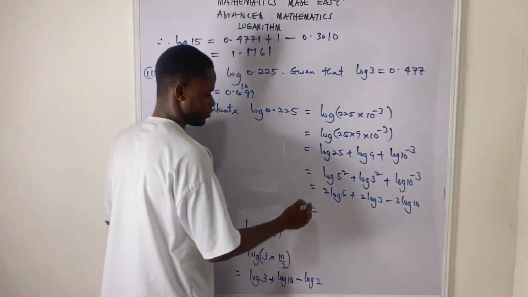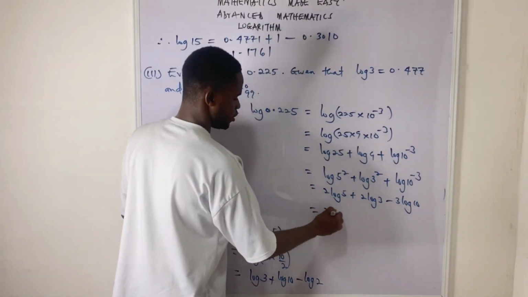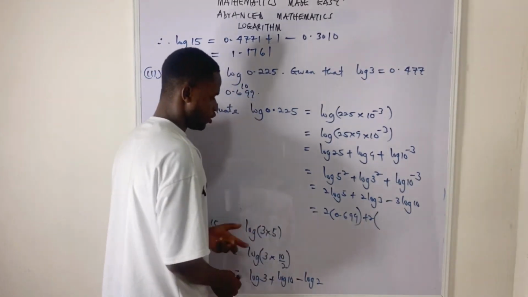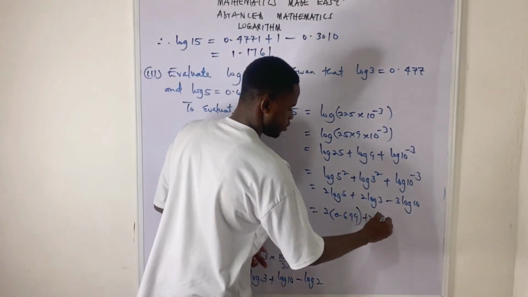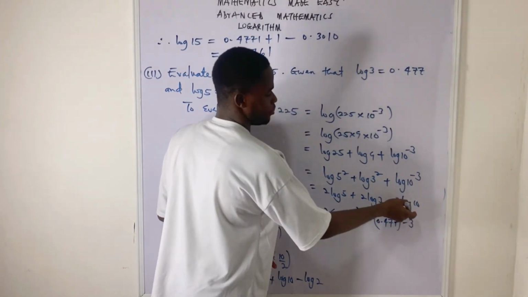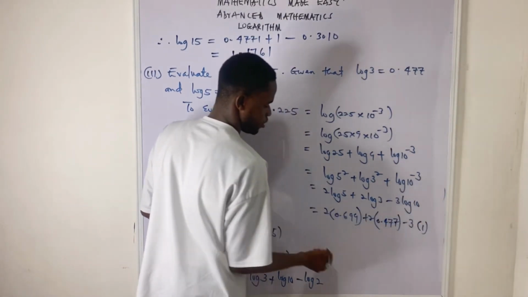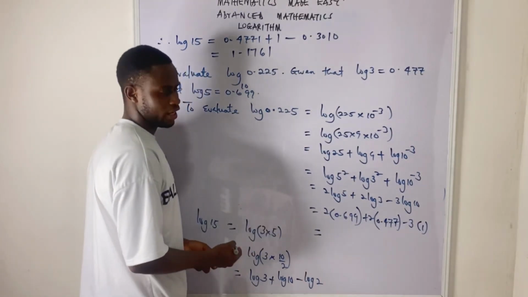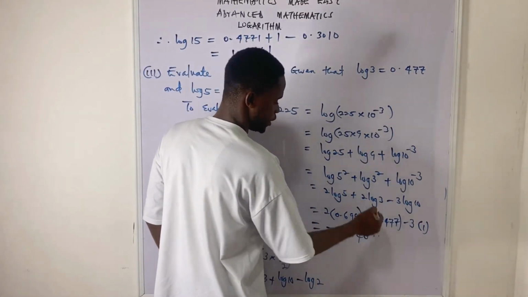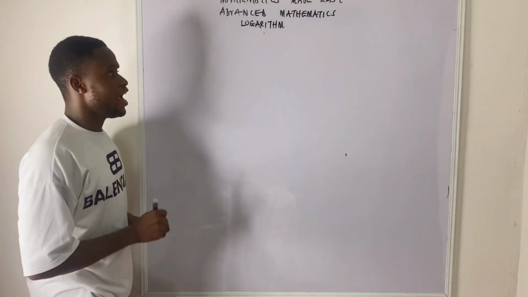What is log 5? That will be 2 into log 5 is 0.699, plus log 3 is 0.477. Then minus 3. Remember, this is common logarithm, so log 10 base 10 is 1. And if we simplify that, we are going to get minus 0.648. Let's consider another example.